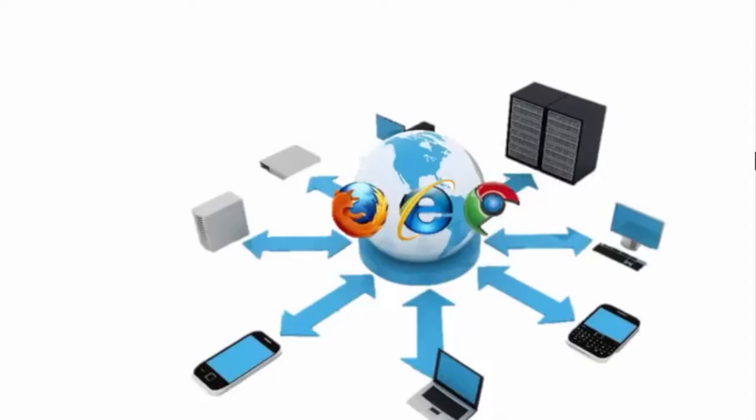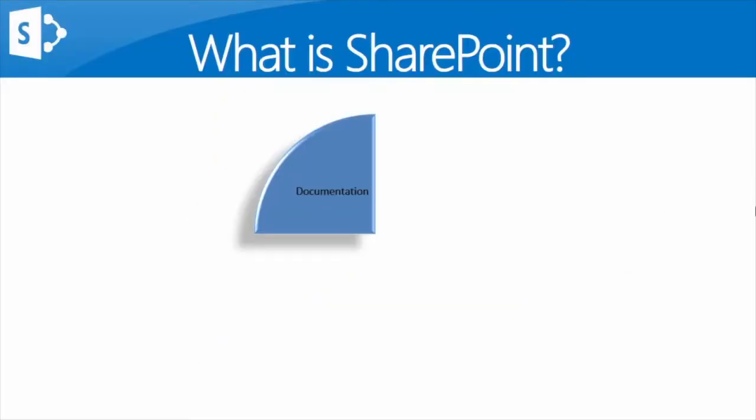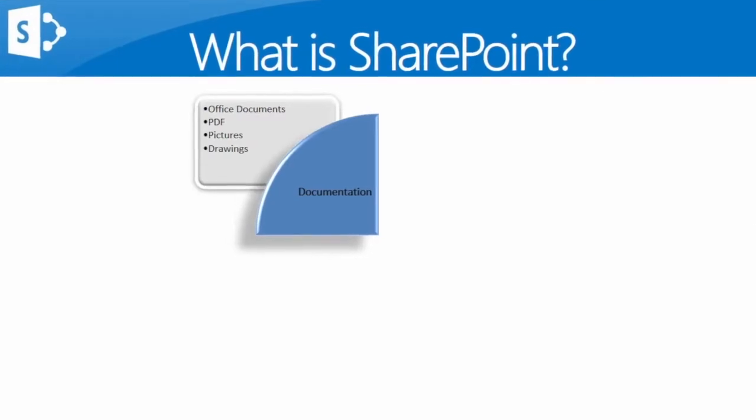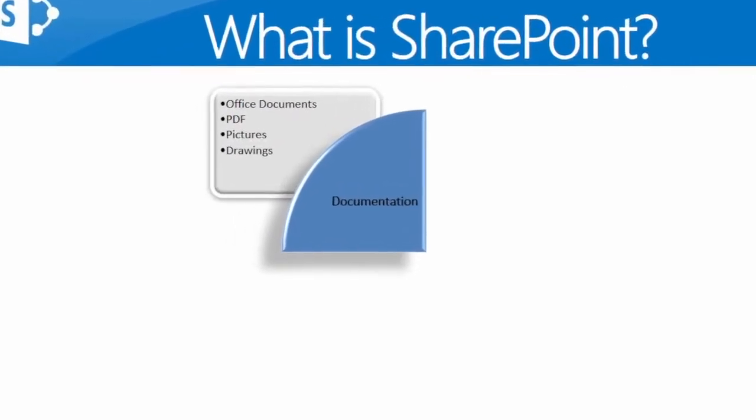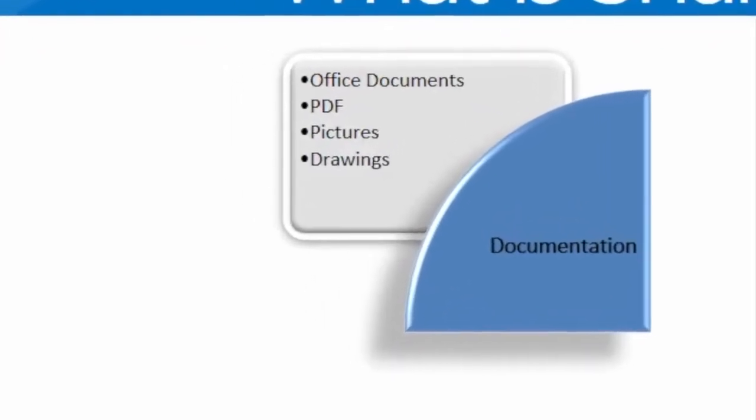SharePoint is meant for collaboration. But what kind of content can we store in our SharePoint environment? First, we can share documentation. This is probably one of the most common ways that organizations choose to use SharePoint. They share things such as Office documents, PDFs, pictures, and drawings. You can actually host any type of documentation in SharePoint. However, of course, it works best with the Office-based documents.